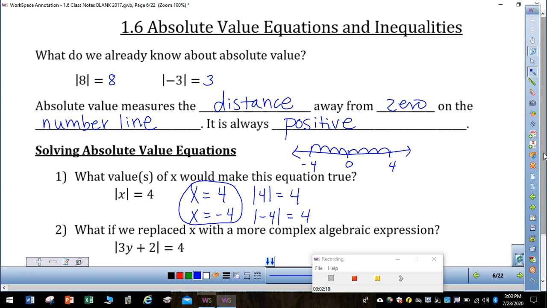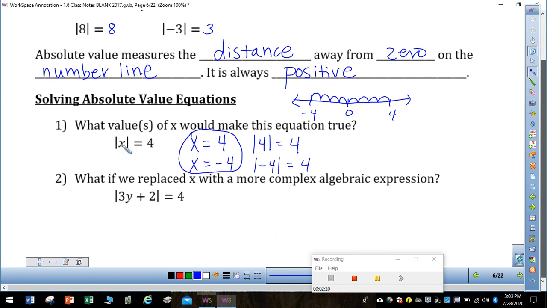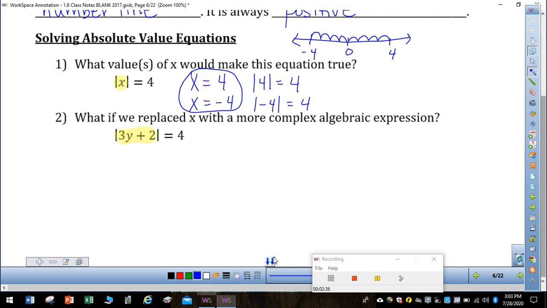Now, that was a very simple one to start. What if we were to replace that x in the previous problem with a more complex algebraic expression, something like 3y plus 2. Now, most of our equations up until this point, we've had x as a variable that we're solving for, but sometimes it could be another variable, another letter, like in this case it's y. So we're just going to solve for y. So this equation is saying the same thing. It's saying that this quantity, 3y plus 2, must be 4 spaces away from 0 in either direction.